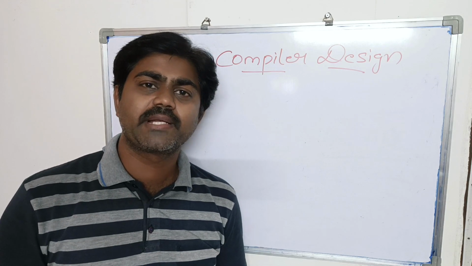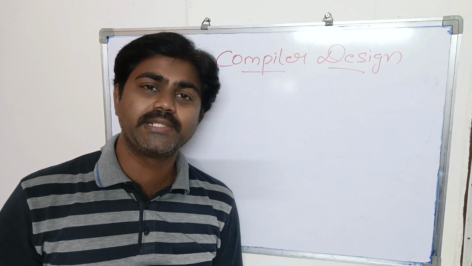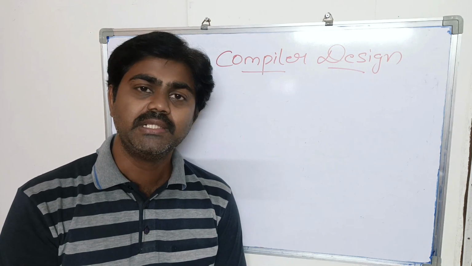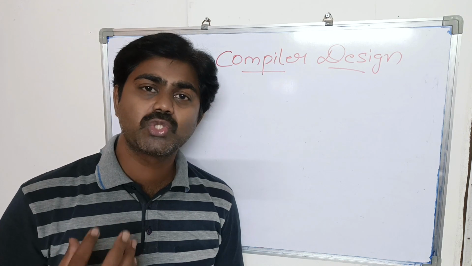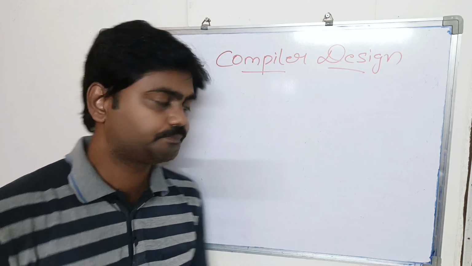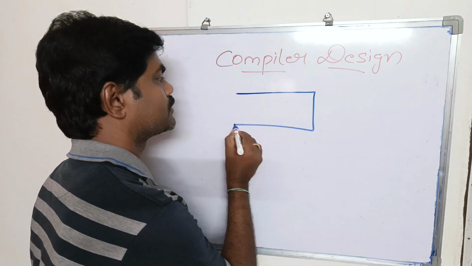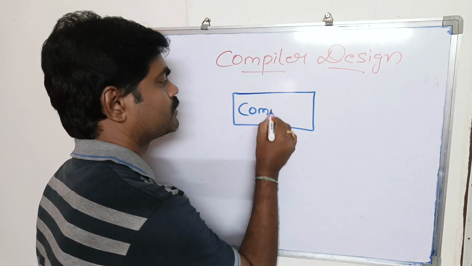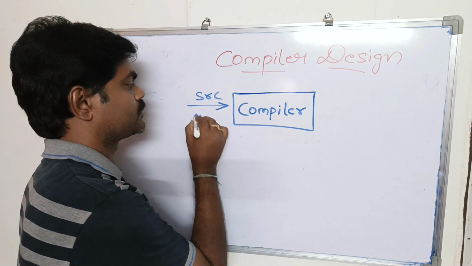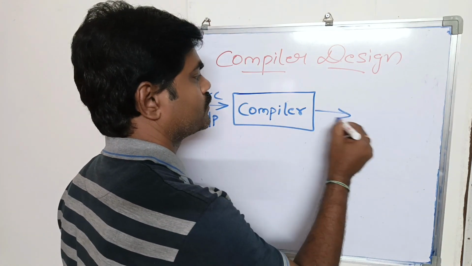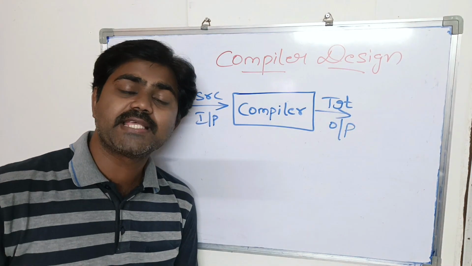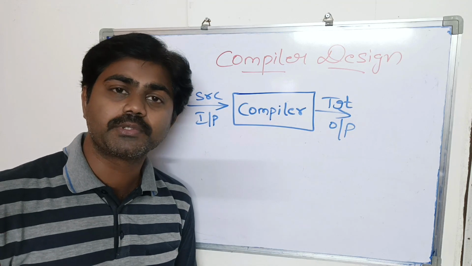While we learn C programming, we say that we'll compile our program. So what exactly happens during the compilation process? A compiler will take a source input and produce a target output. So what does a compiler take? A compiler takes a source input and produces a target output.